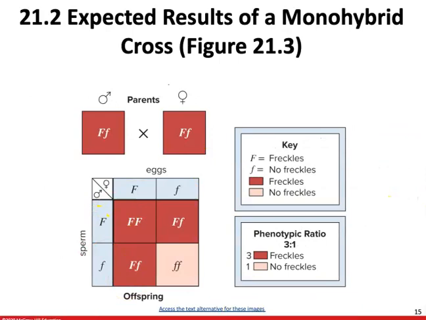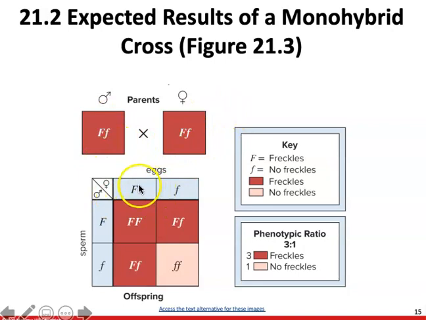So here's our Punnett square. It's going to help us predict the outcome of a cross. So here we have 2 heterozygous parents. In our previous examples, we only had homozygous parents. The parents were homozygous dominant or homozygous recessive. In this case, we're looking at 2 heterozygous parents, a heterozygous father and a heterozygous mother.